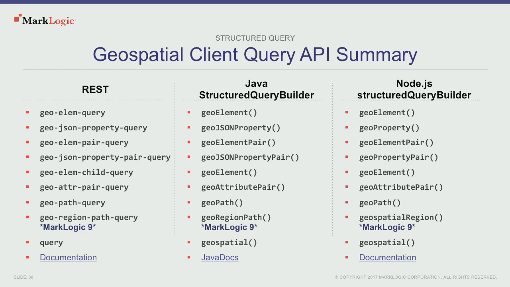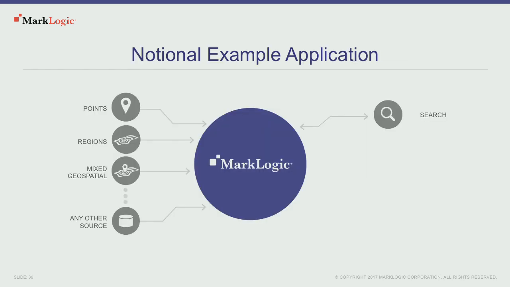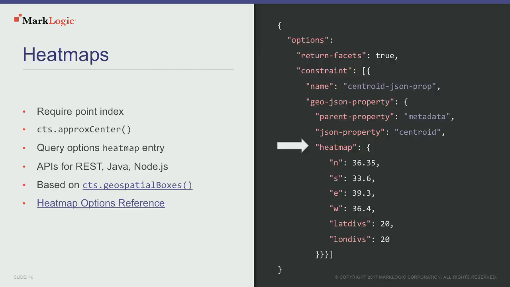So we also have the client APIs. REST, Java, and Node all have queries to query those indexes as well. And the documentation links are here. And now we know how to search. Or I've given you at least the references for how to search. Let's go on and talk about heat maps.